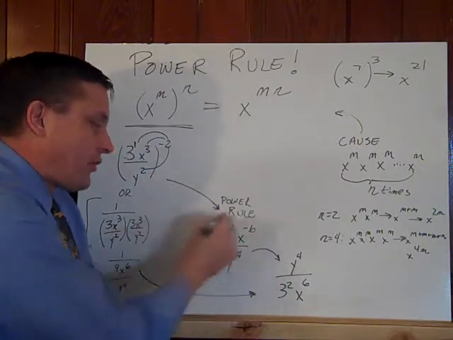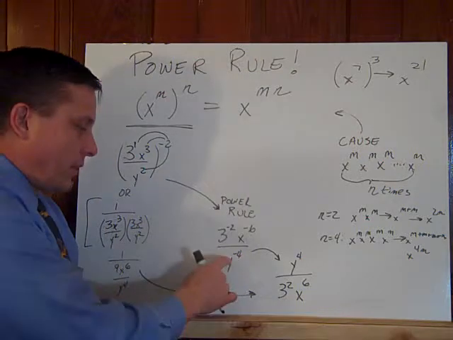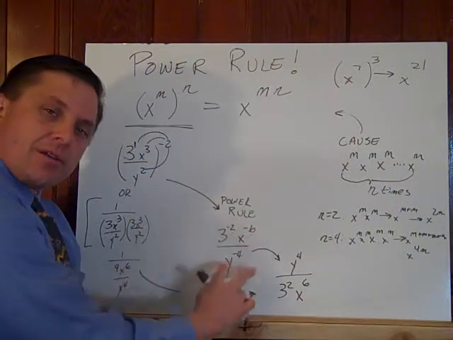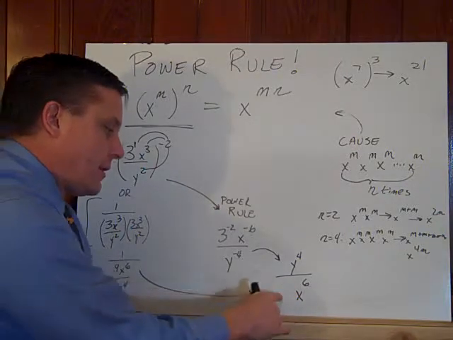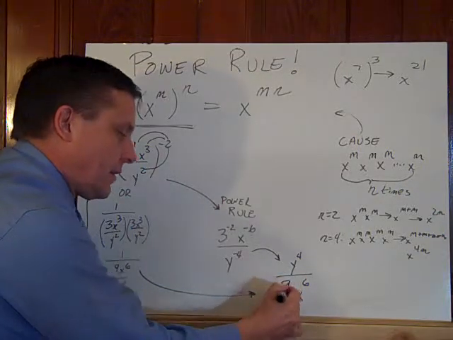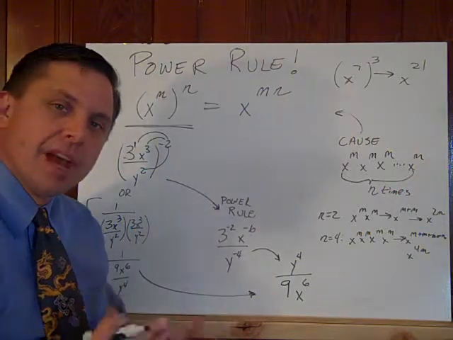And again, now this is something we know how to deal with. Bring the y4 up, bring these 2 factors to the bottom. y4 over 3 squared x6, well, 3 squared is 9. And we have an answer.